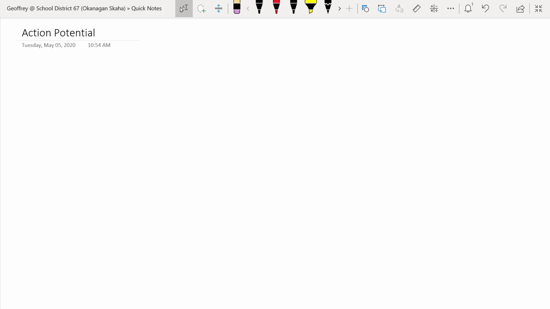We are on to the action potential. This is how a nerve impulse moves along a nerve. All right, so what we're going to do is start by drawing a little nerve so we have an idea what's going on.